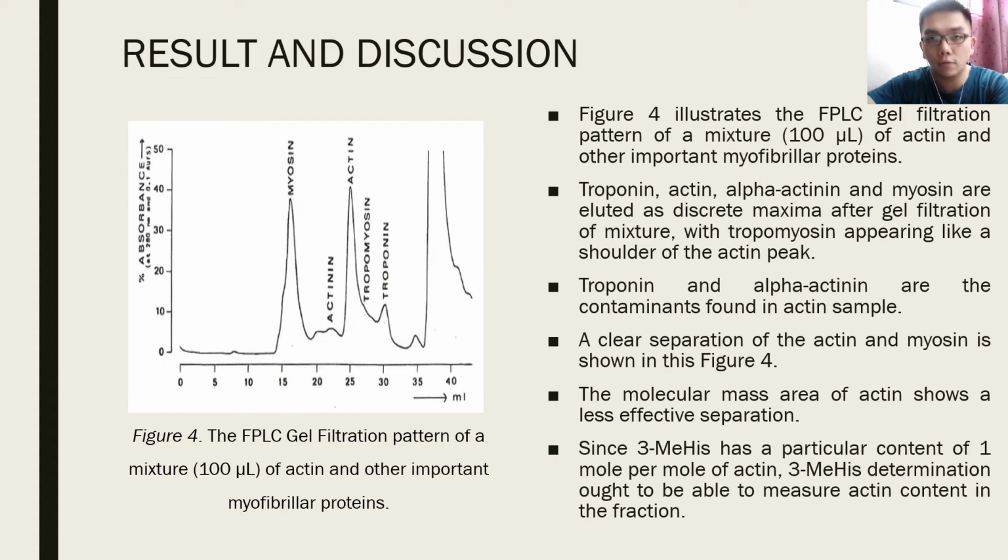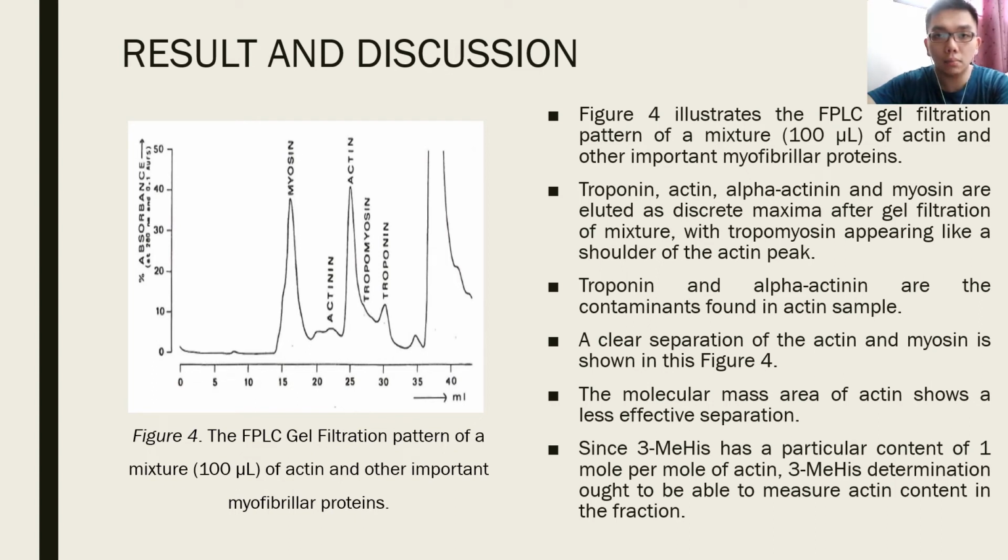A clear separation of the actin and myosin is shown in this Figure 4, and there is also an effective separation of actin and troponin. However, the molecular mass area of actin shows a less effective separation, and it is reasonable to assume that tropomyosin and alpha-actinin are present in the actin containing fraction, and this circumstance might interfere with quantitative estimation of actin using peak area measurements. Since free methylhistidine has a particular content of 1 mole per mole of actin, free methylhistidine determination ought to be able to measure actin content in the fraction.